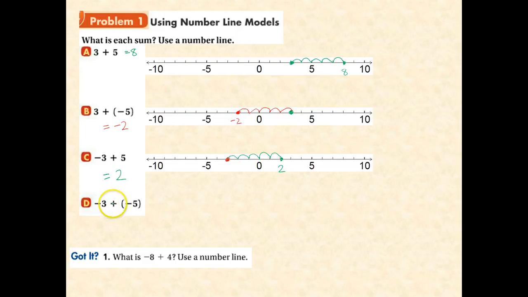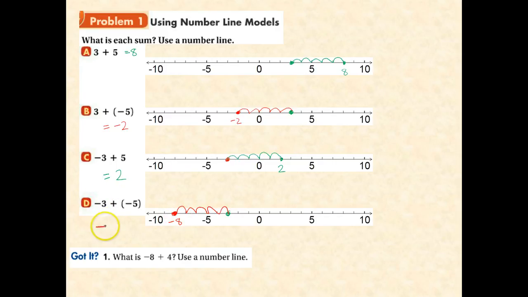How about negative 3 plus negative 5? Negative 3, we start here. And then plus a negative 5 means we're moving negative, so to the left. 1, 2, 3, 4, 5. And that is at negative 8. So negative 3 plus negative 5 is negative 8.